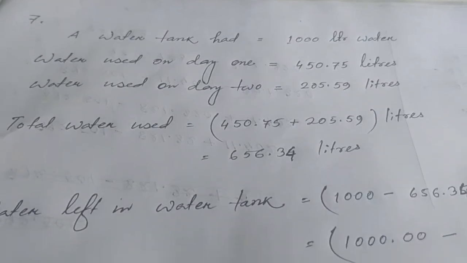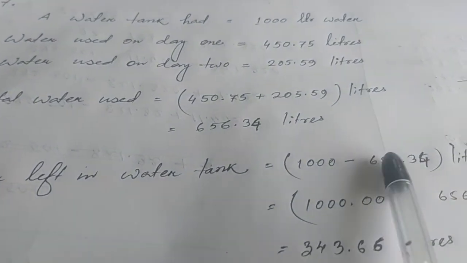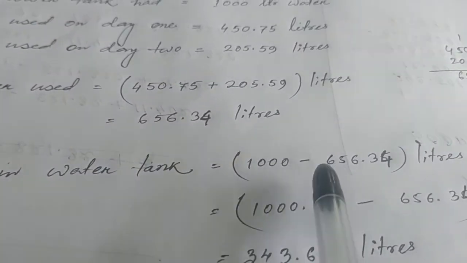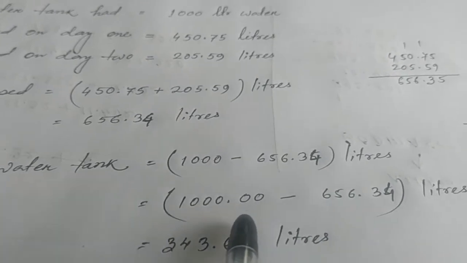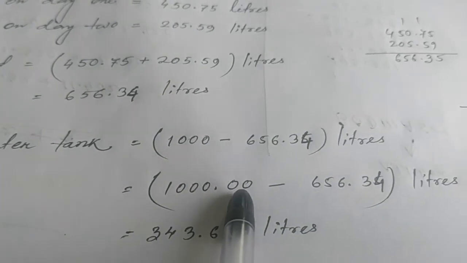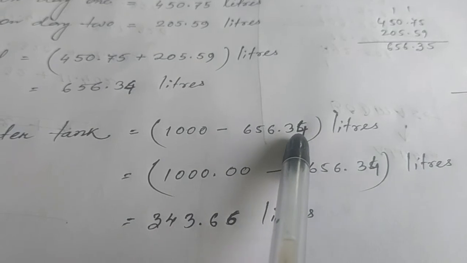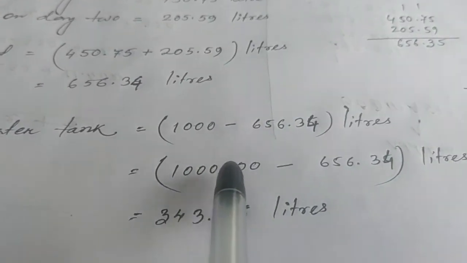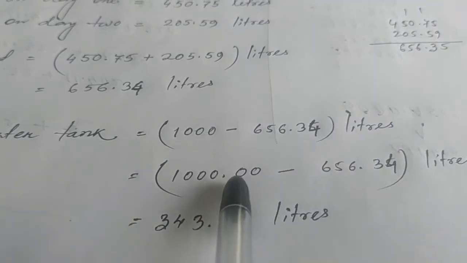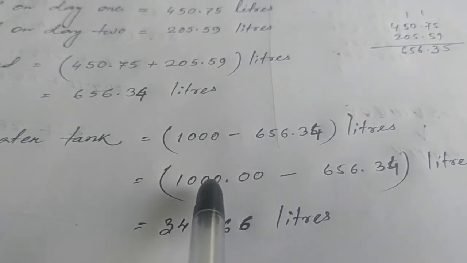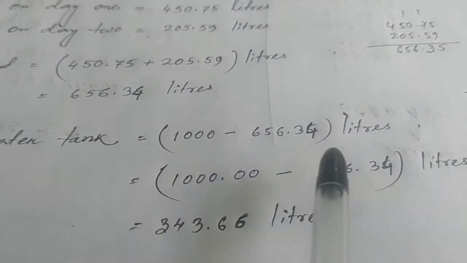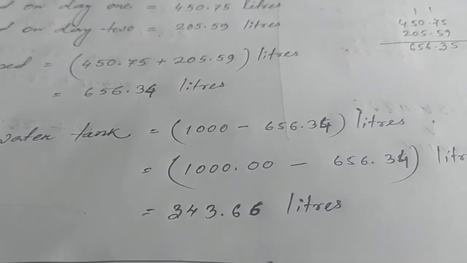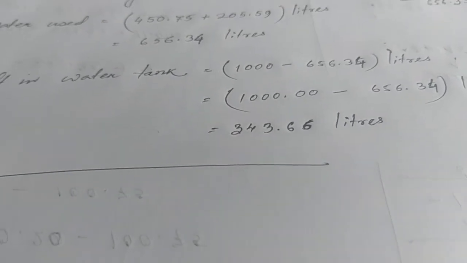And then how much water will be left? From 1000 you have to subtract this one, 656.34. So you will make 1000 into 1000.00, because after the point there are two digits in this number. You make it like decimals by putting .00 with 1000, and then subtract this from this to get how much water is left. So the answer is 343.66 liters.